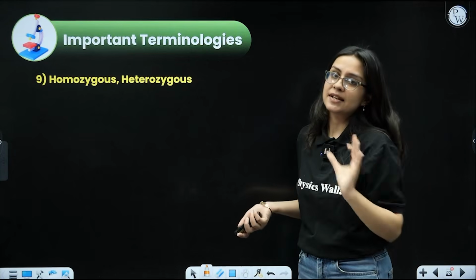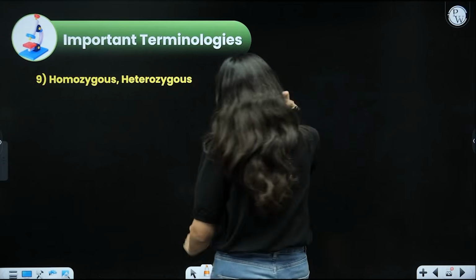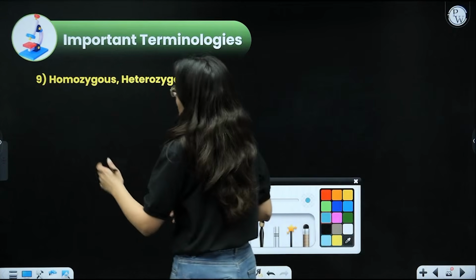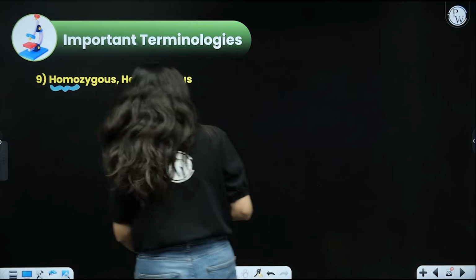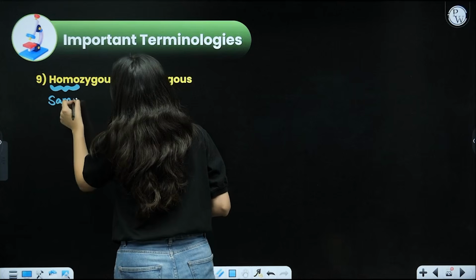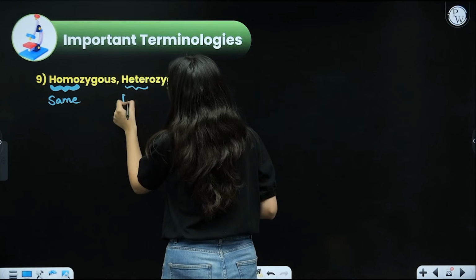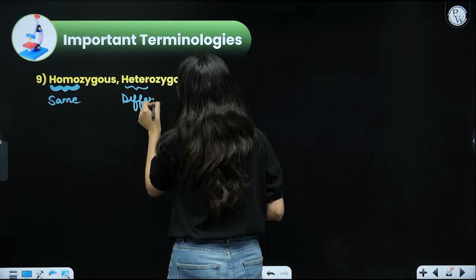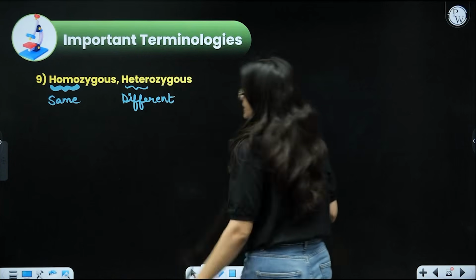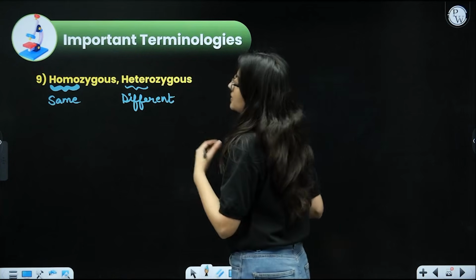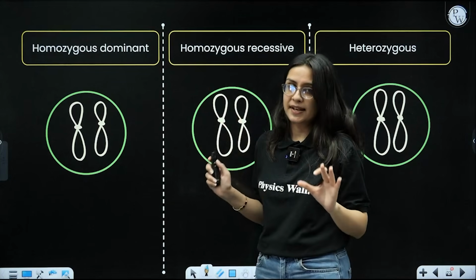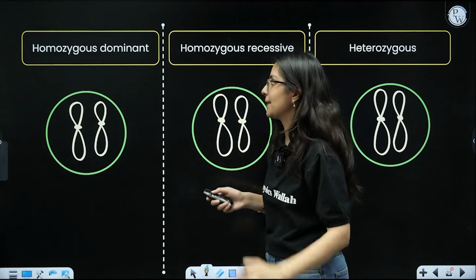Before that, just understand these two terms, homozygous and heterozygous, and then we shall go back to our main terms. Homo over here means same, and hetero means different. So when I talk about homozygous, it means same zygotic condition, and when I say heterozygous, it means a different zygotic condition. Understand this very carefully with the help of an example.